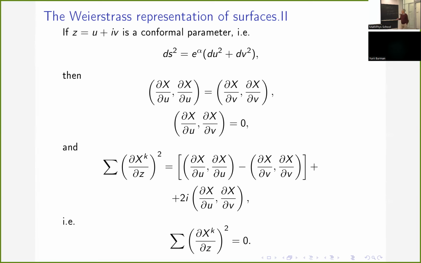So this is a linear combination: dx over du minus i times dx over dv, divided by 2. This means that it's written in this form. So these are equal to each other, and this is 0. It means that this square equals 0. So if we have the coordinates x1, 2, 3, 4, the squares of the derivatives of the coordinates with respect to the conformal parameter, the sum of their squares is equal to 0. And this is equivalent to the conformality condition.